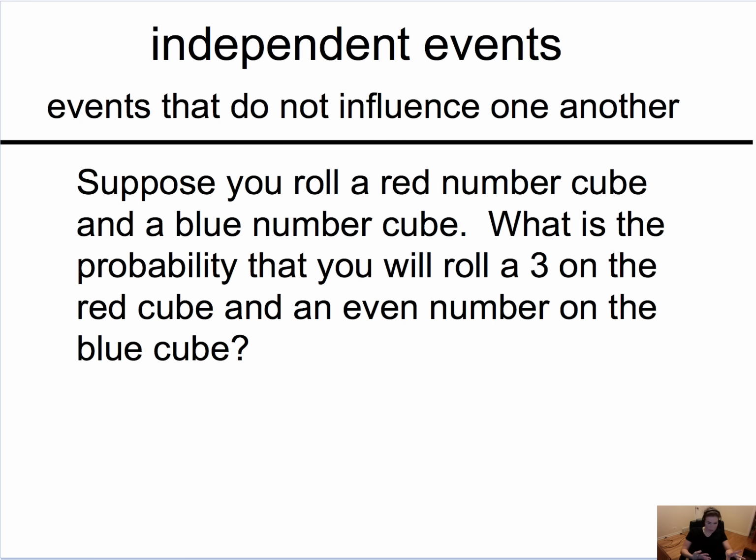First of all, let's talk about why this is independent. No matter what happens on the red cube, it has no effect on what happens on the blue cube. No matter what happens on the blue cube, it has no effect on what will happen on the red cube. So these are completely independent of each other. They can have no effect on the other one. So first let's look at the red cube.